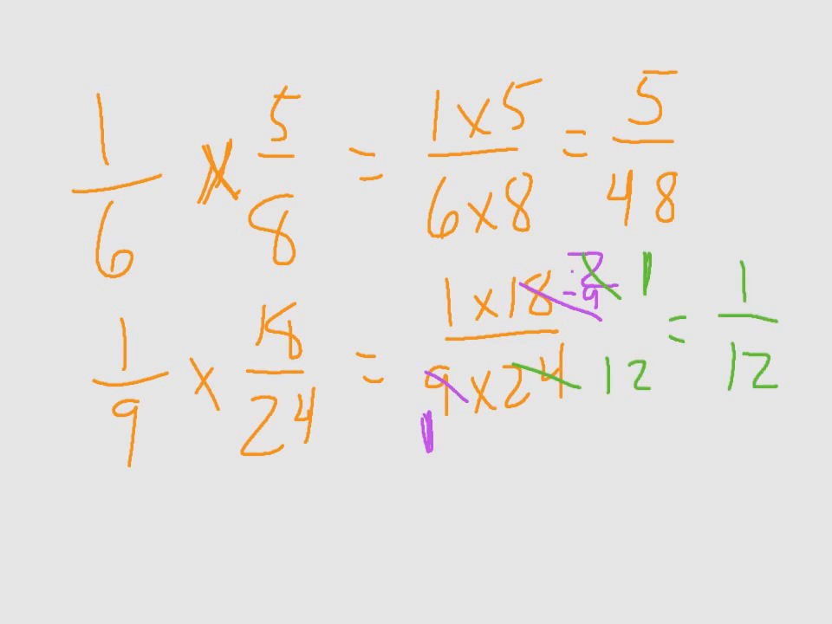Okay. Remember, the rule with reducing is that you have to reduce a number on top and a number on the bottom by dividing it by the same number. So they have to have a factor in common.